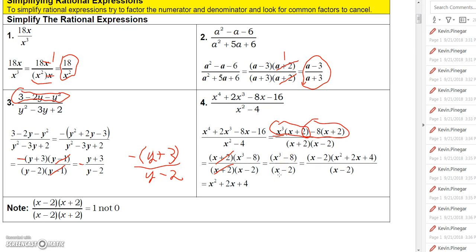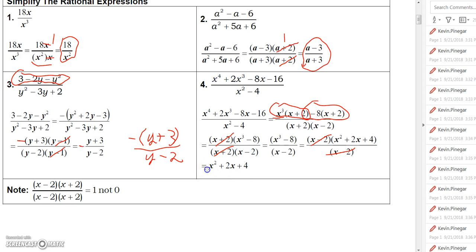Now, you might incorrectly think you're finished here, but if you'll remember from our factoring techniques, x cubed minus 8 is actually a difference of cubes, and so we can factor that using the difference of cubes formula into x minus 2 times x squared plus 2x plus 4. And then that allows me to cancel x minus 2 over x minus 2 since that's a 1, and the final answer is just a trinomial, x squared plus 2x plus 4.